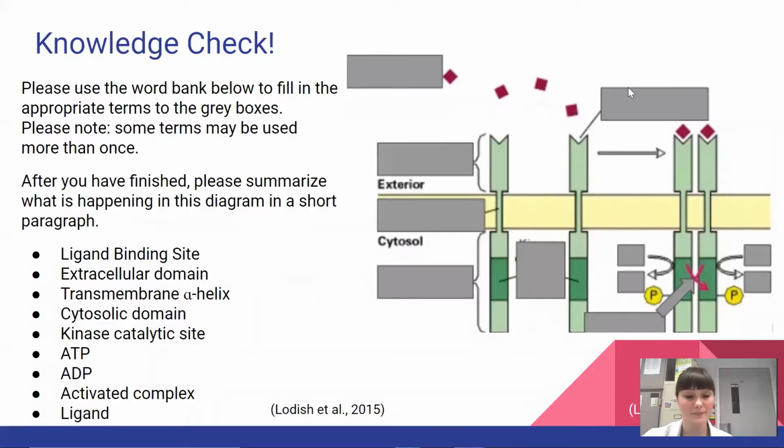But before I get there, we're going to stop and do a knowledge check. Assuming I was presenting this information to students, I would stop and have them test their knowledge so far. My knowledge check that I've embedded into this presentation is to use the word bank below to fill in the appropriate terms in the gray boxes. Some of those terms are used more than once. Once the students have finished with that, their job would be to summarize what's happening in that diagram in a short paragraph. A few sentences, just tell me what's happening here.